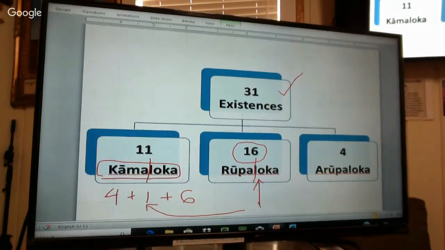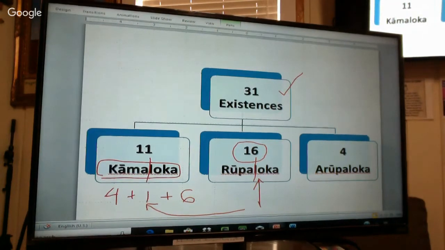Because when we practice Rupavachara Jhana practice, we will get the jhana. So at that time, in the sense sphere, that kind of consciousness, form sphere consciousness, happens. So we need to understand it like that.